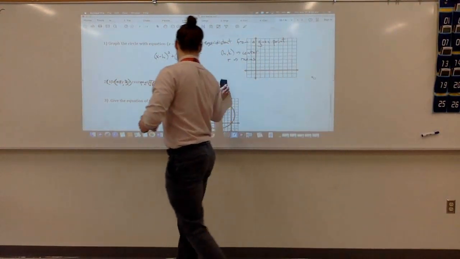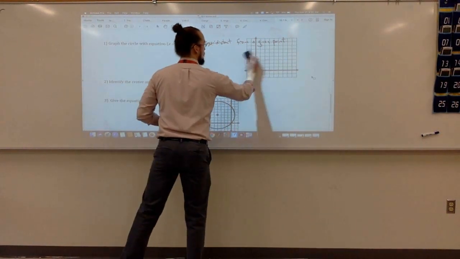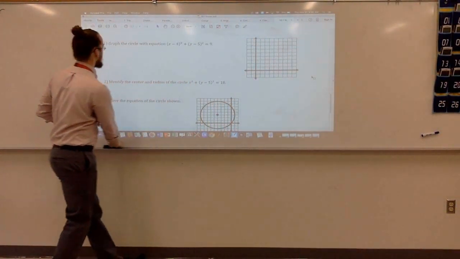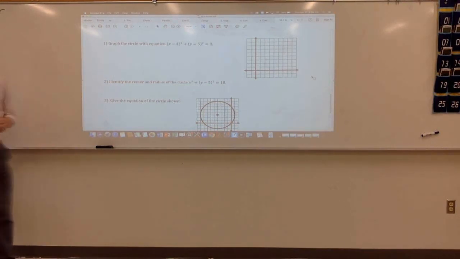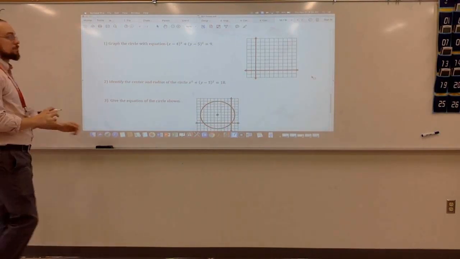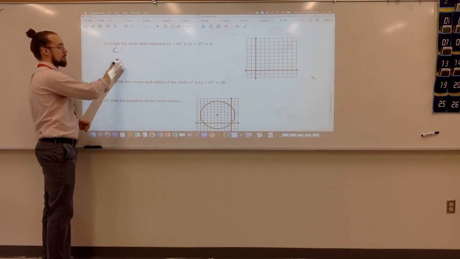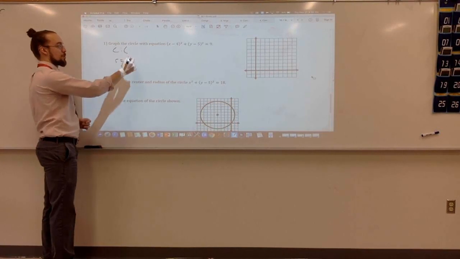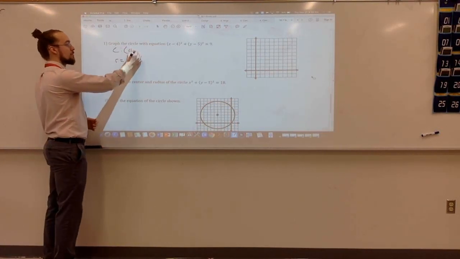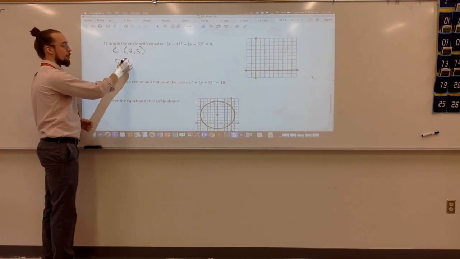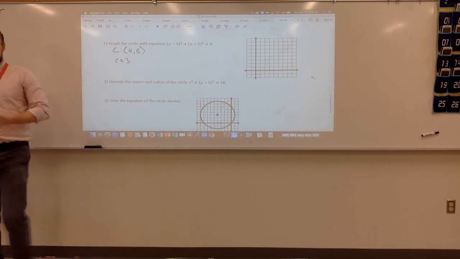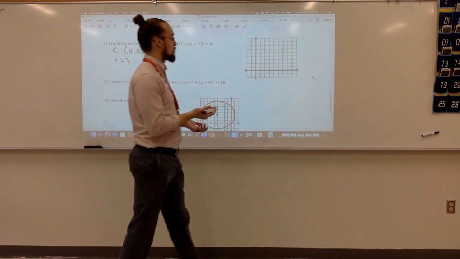If we have this equation, how would I graph this? What pieces of information would I need to graph this circle? Center is at 4, 5. Right? Radius is 3. So that's all the information I need to graph the circle.